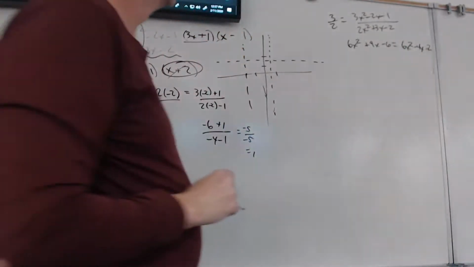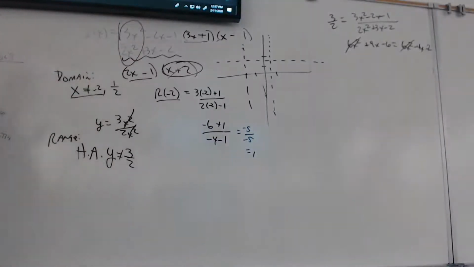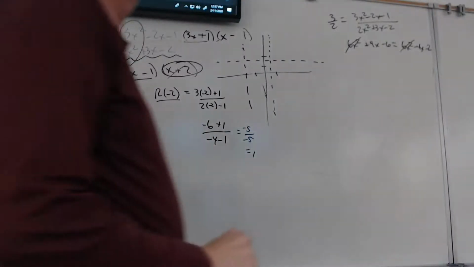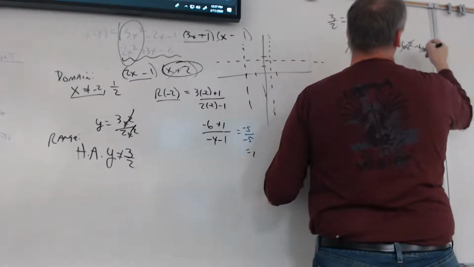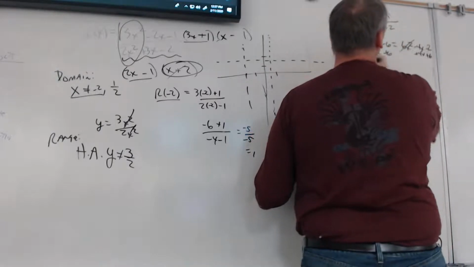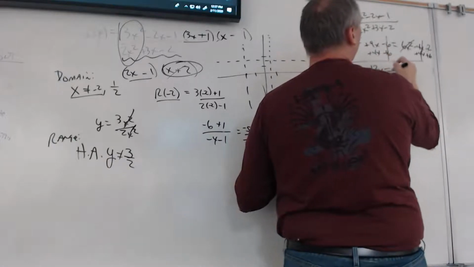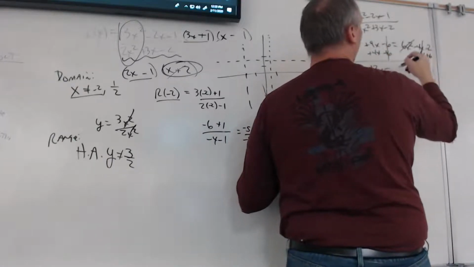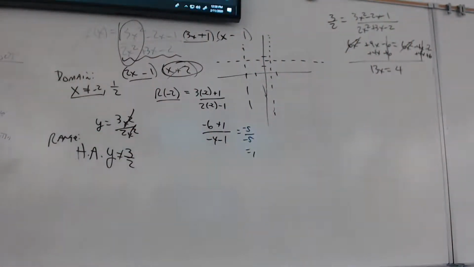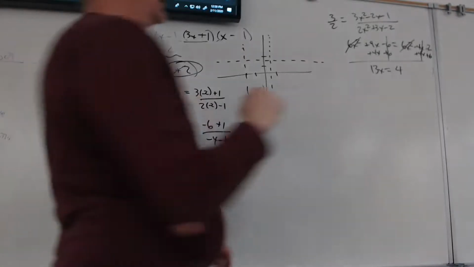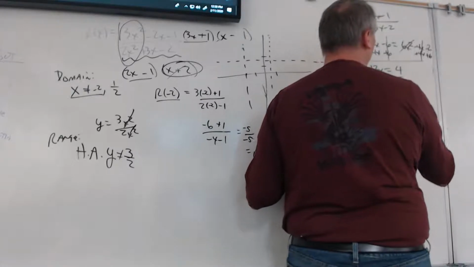Okay, so my 6x squared are going to cancel, right? And then what? Add 6 to the other side and add 4x, right? So the 6's go away, the 4x's go away. I'm left with 13x equals 4, negative 2 plus 6. And then I'm going to divide by 13. So I got an answer, x equals 4/13. What does that mean?